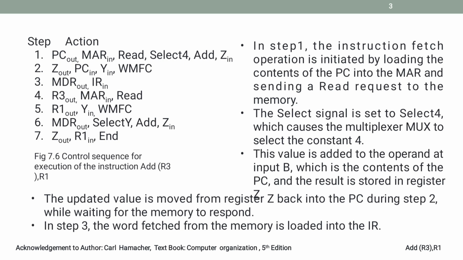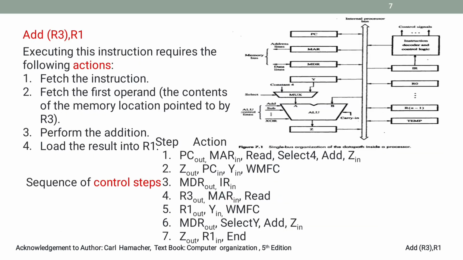Steps 1, 2, 3 are required for fetching the instruction from memory, that is, to fetch Add (R3), R1. From the location where that instruction is in memory, it is fetched into the processor's instruction register IR. Next, steps 4 to 7 are needed to execute the fetched instruction. So we have to know how this instruction is executed by the processor. For that, what actions are needed? They are listed here as 4 actions. To perform these 4 actions, what control sequence is needed? That is specified in 7 steps here.